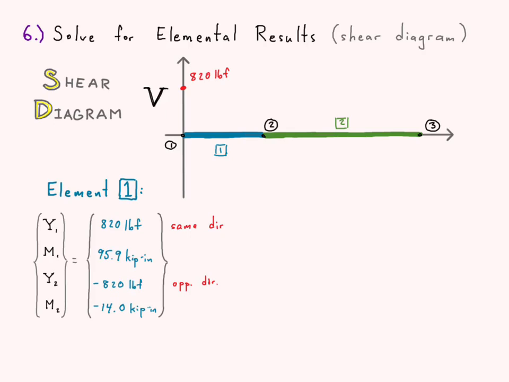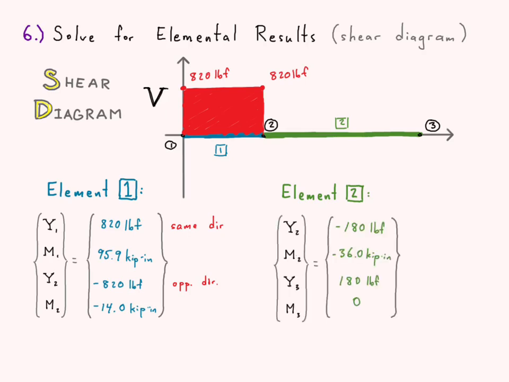Alright, here we notice that it's negative 820 pounds, but because it's the second node, it's the opposite direction, so we draw it at 820 pounds. For beam elements, we should always have a constant shear throughout the element. In fact, it's impossible to have otherwise, because we can only apply loads at the nodes. So we have to have a constant shear, and indeed, we do have constant shear all the way throughout element 1. All right, we'll do something similar for element 2.